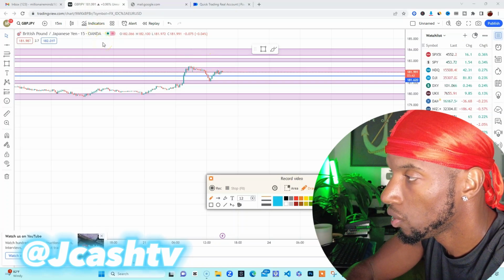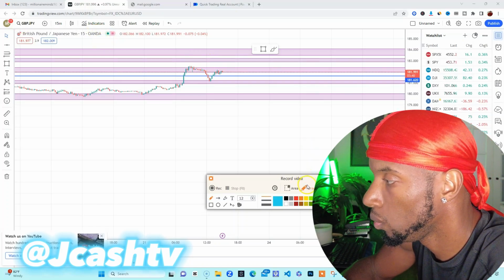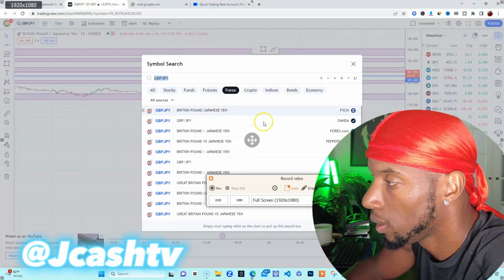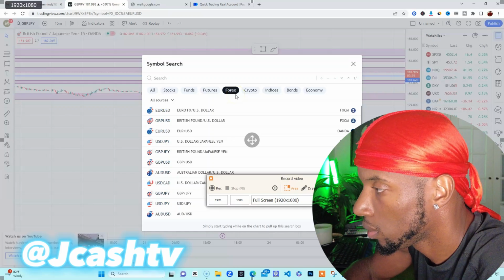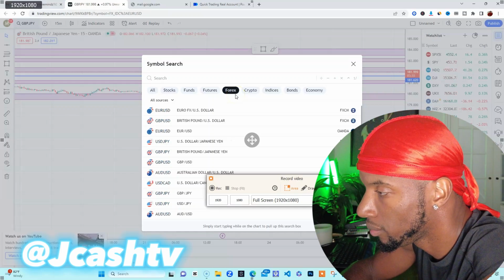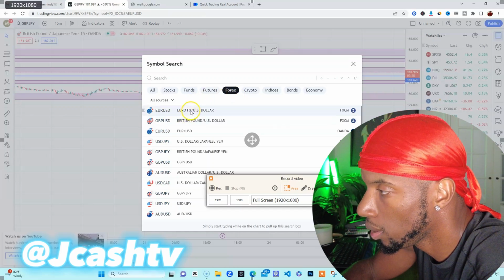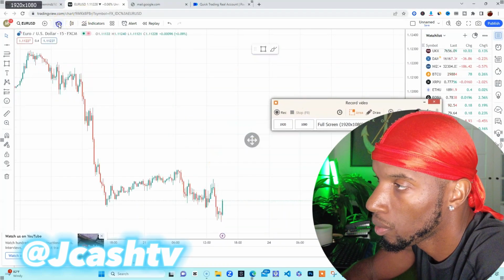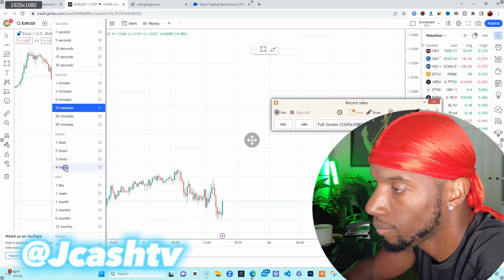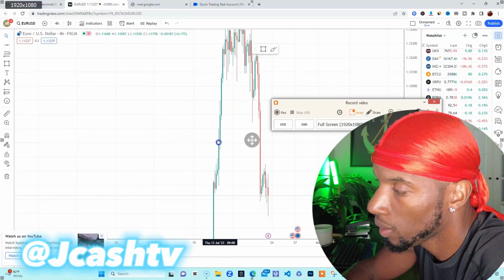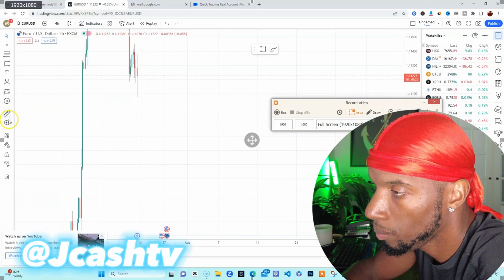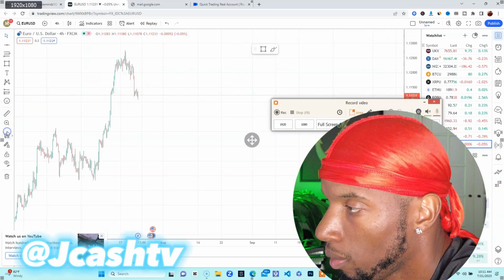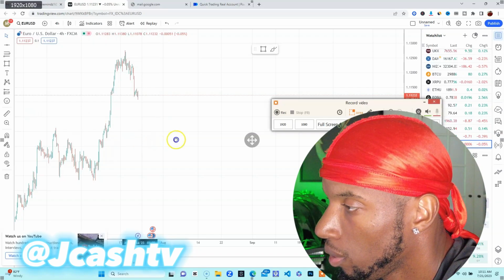All right, so now let's go to a different pair. Let's see what pair we want to go to next. Let's go with Euro USD. I'm going to go to the 4 hour and see what that's looking like. Usually I would go to the daily, but hold on, let me zoom this out right quick, y'all. I've got to zoom in and zoom out. Boom, okay, there we go.